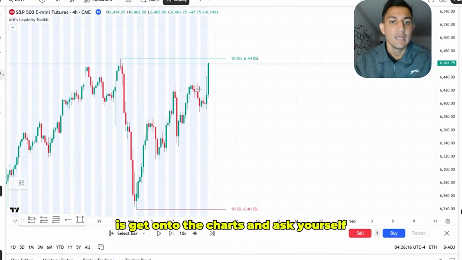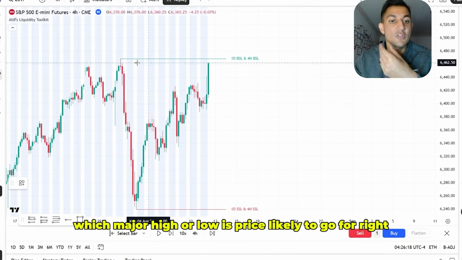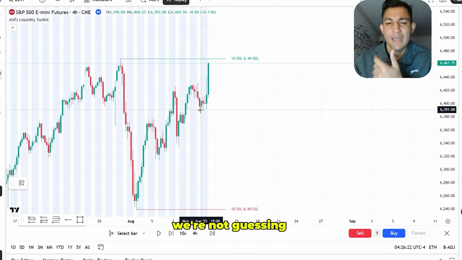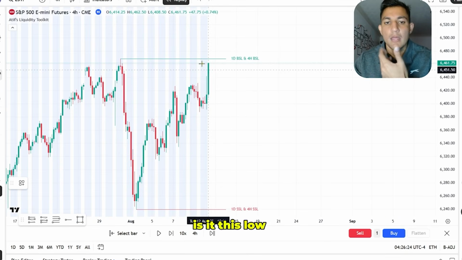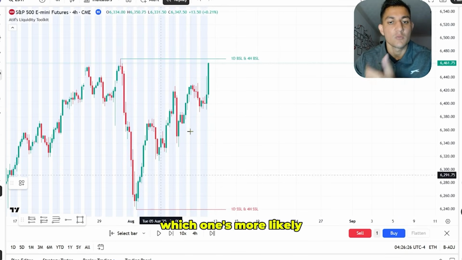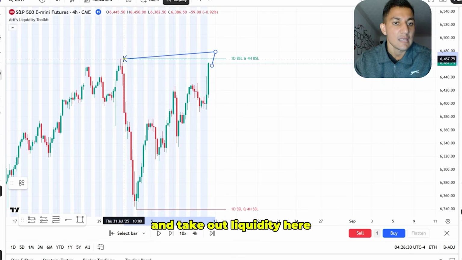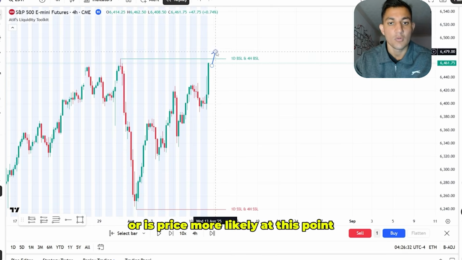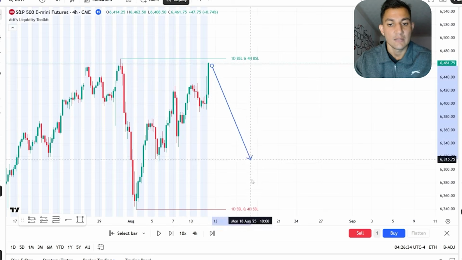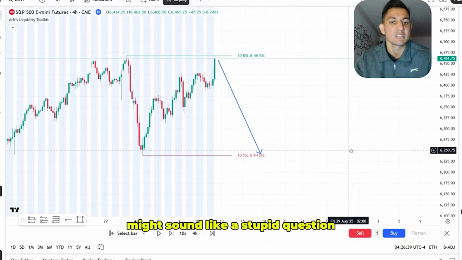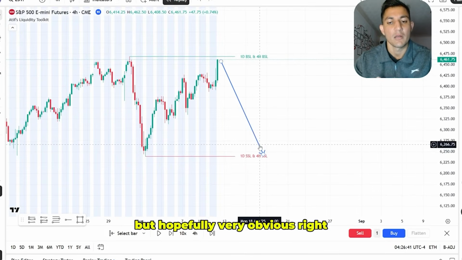So all you're going to do is get onto the charts and ask yourself which major high or low is price likely to go for, right? We're not guessing, hey, is it this low? Is it this low? This high or this low? Which one's more likely? Is price more likely to just continue upwards and take out liquidity here? Or is price more likely at this point all the way up here to come all the way down and take out this low? Might sound like a stupid question, but hopefully it's very obvious what price wants to do.